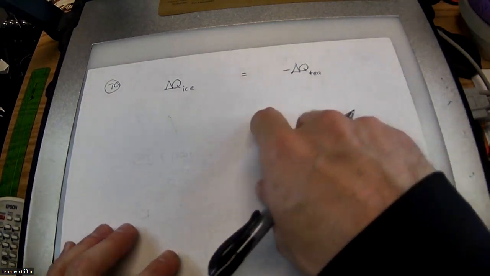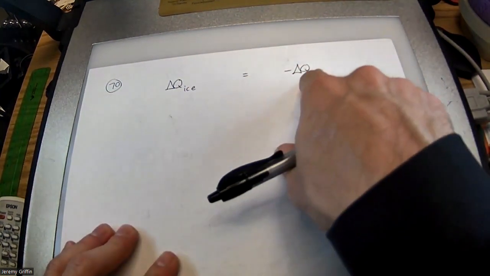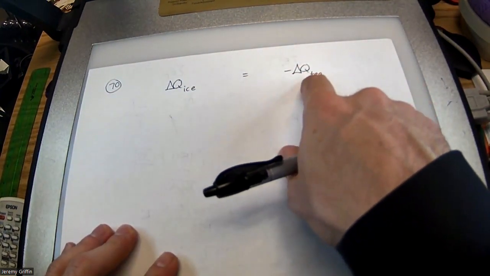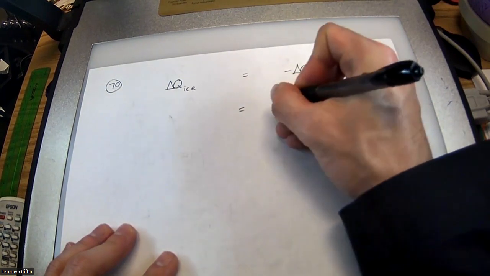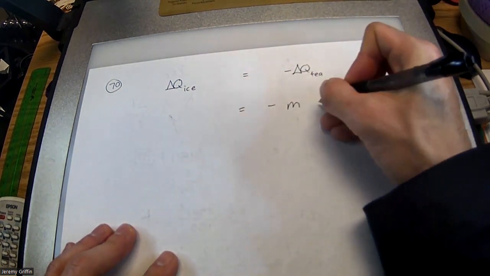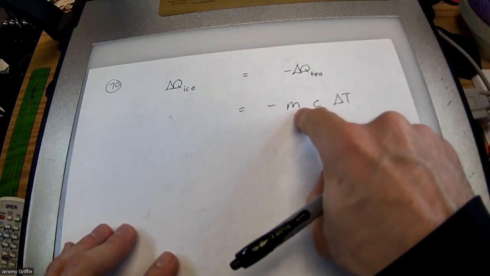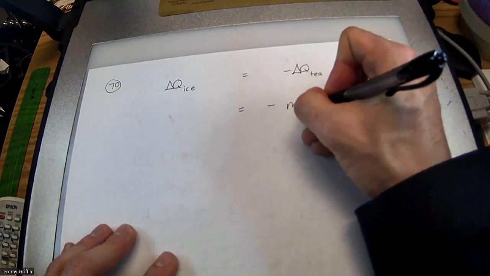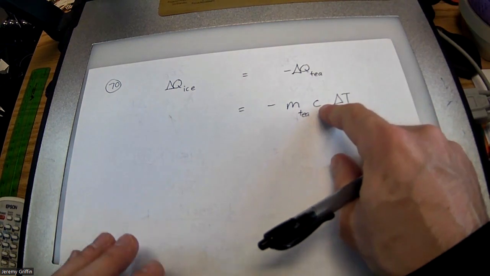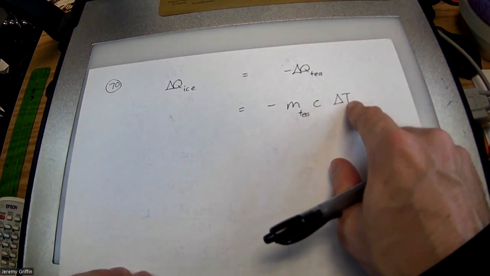Right, now, I'm guessing for the tea, since the tea is in the liquid phase, I know that's some version of MC delta T. Mass of the tea times specific heat capacity of, well, I'll use water for this because standard for tea, right? Times the change in temperature of the tea.